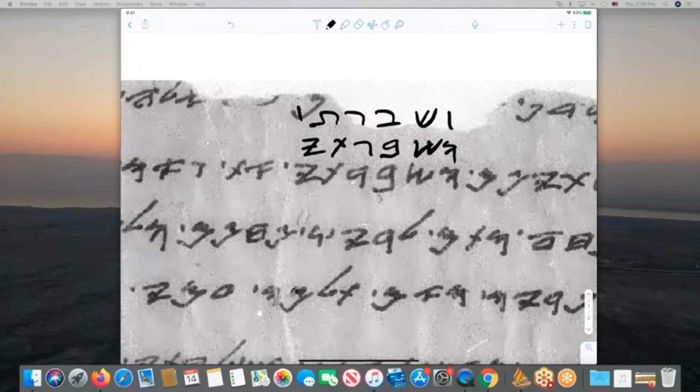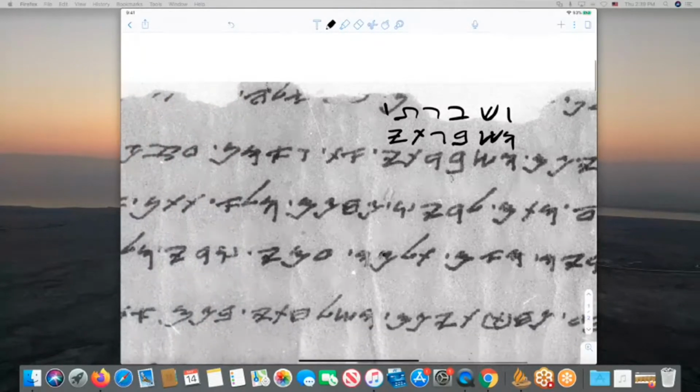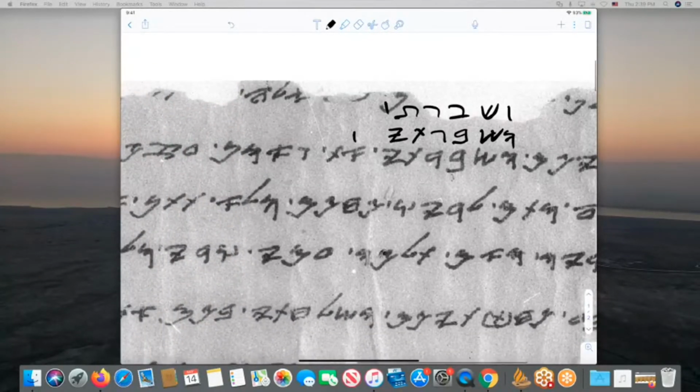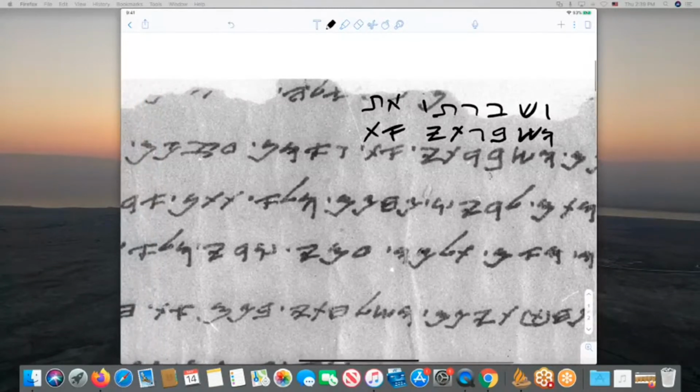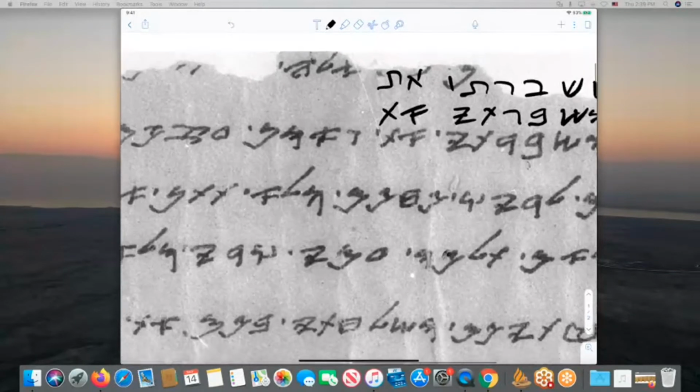Veshavarti. And the first thing it says, Veshavarti et. So here's our aleph, tav, and that's our direct object marker. Veshavarti et. And notice here, like we've seen before, each of these words is separated by a dot. That's one of the scribal conventions being used here.